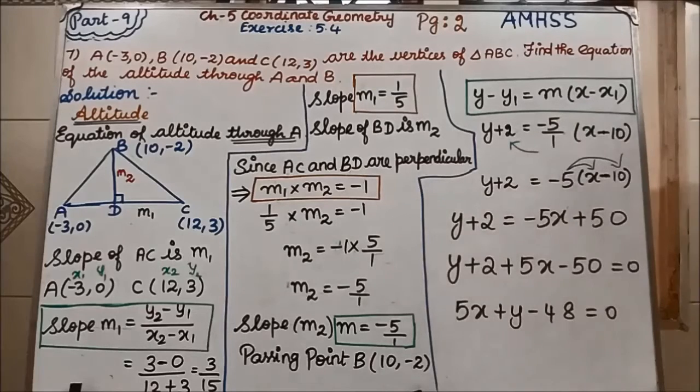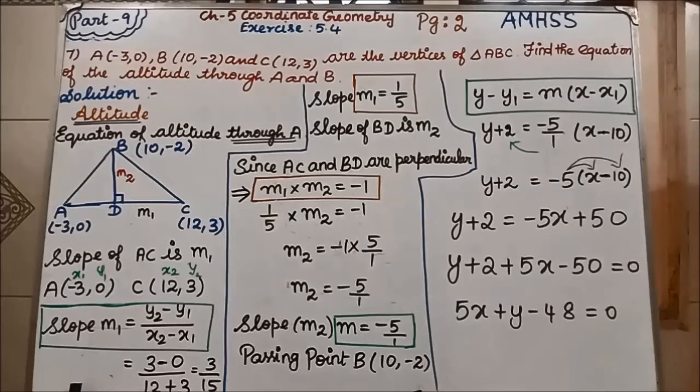Now the next step: if you do cross multiply, what will we get? 1 into y plus 2 is y plus 2, equals minus 5 into x minus 10. Doing that, minus 5 into x, and minus into minus is plus, 5 tens are 50. Clear all of you? Here we have y plus 2. This minus 5x, if it comes to this side, becomes plus 5x, then plus 50, if it comes this side, becomes minus 50, equal to 0.